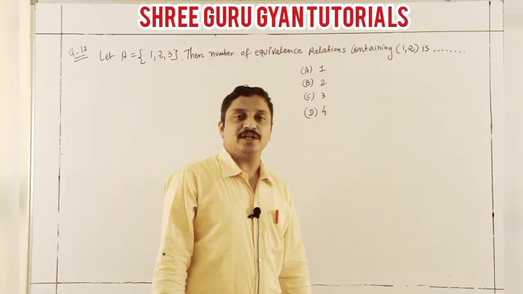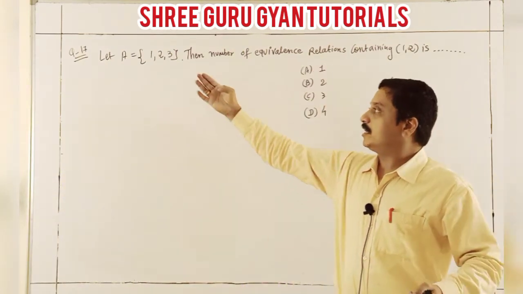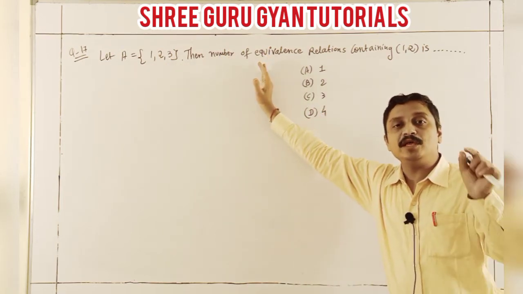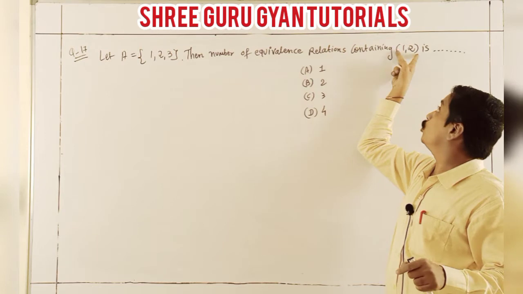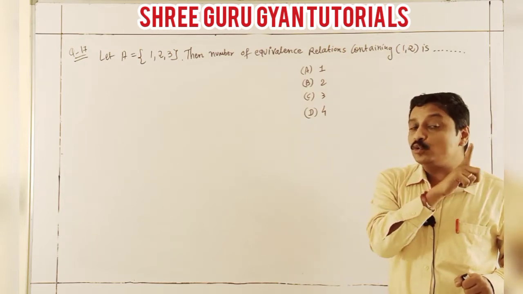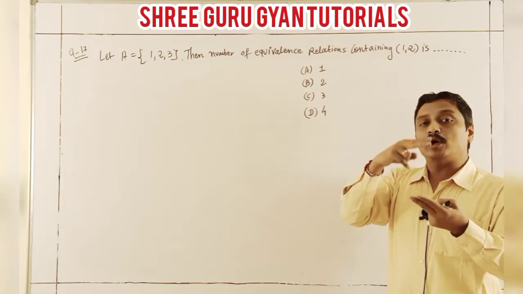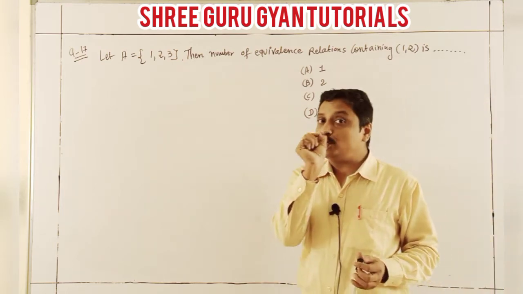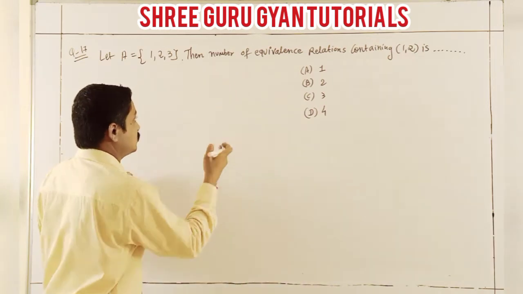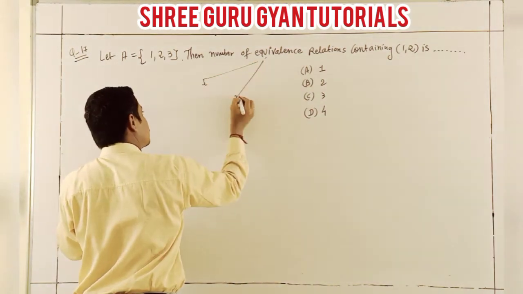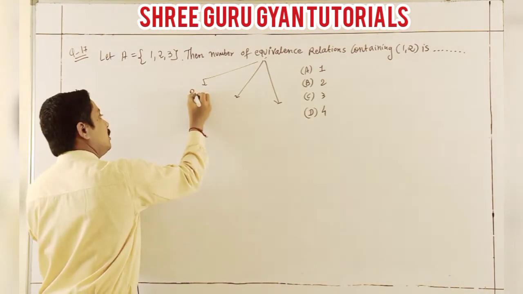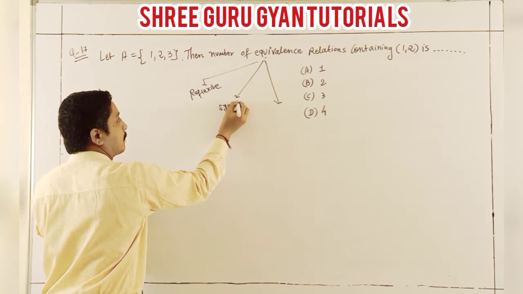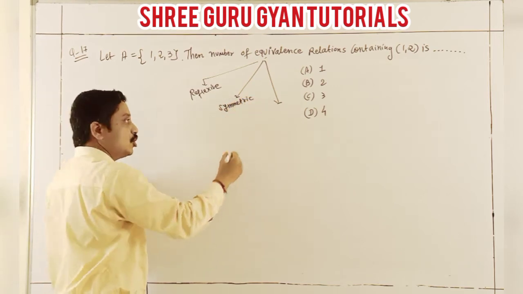Now students, continue with the same question. Sir, they given {1, 2, 3}, and asking how many equivalence relations contain (1, 2) only. This time only (1, 2) is printed. In the previous sum, (1, 2) and (1, 3) both were printed. So students, here I am going to regard only (1, 2). And equivalence means what? A relation must be reflexive, it is symmetric, and surely it is transitive.